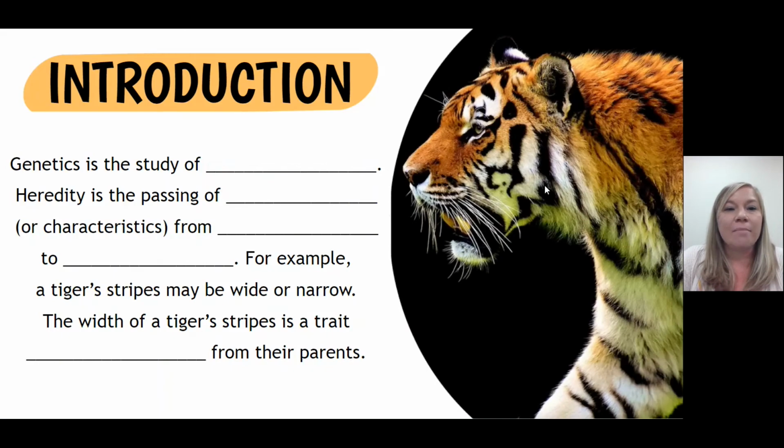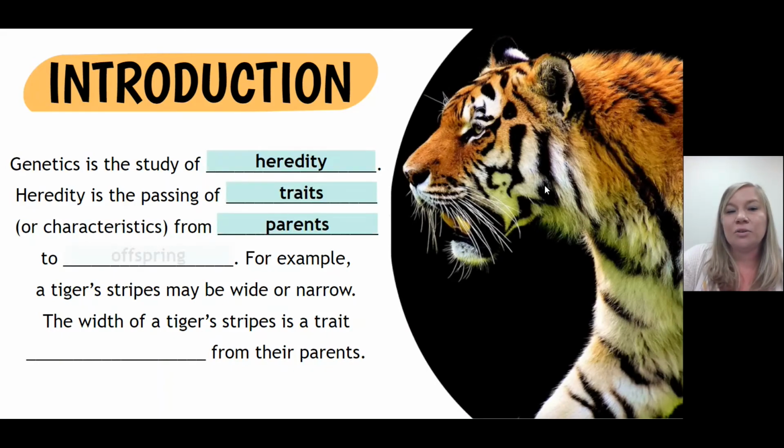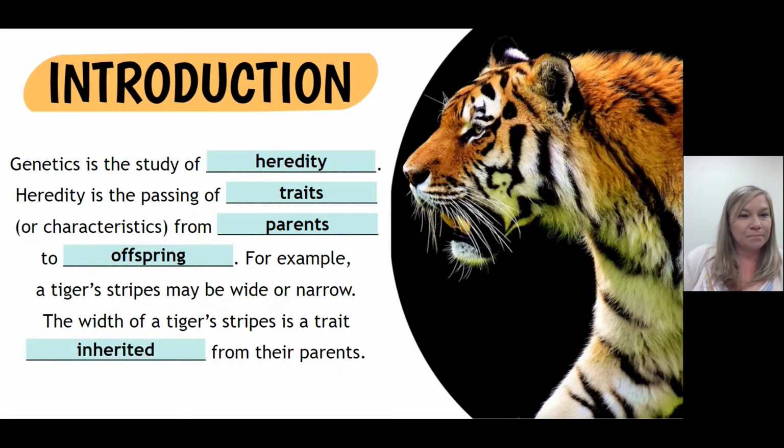I'm going to let all this fill in so you can be writing it while I'm typing. We say that heredity is the study of genetics, and what happens is you pass your traits from one parent to the offspring. In our tiger, for example, he can have wide stripes, narrow stripes, black stripes, or orange stripes. It just depends on what his parents are giving to him.